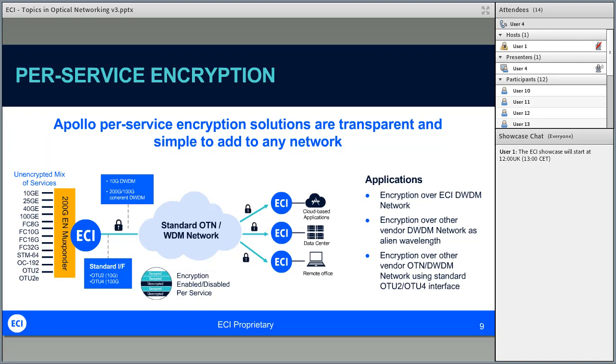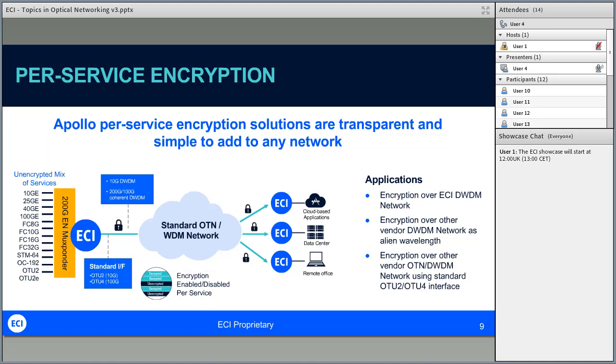And by the way, this can also be applied to any alien wavelengths that you are carrying over your network too. Particularly if they're being carried over a wavelength where all the traffic is being encrypted, then the alien traffic gets encrypted as well.